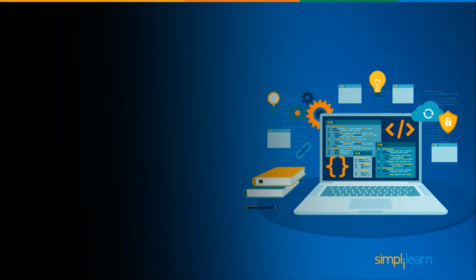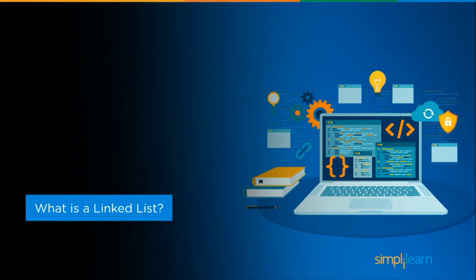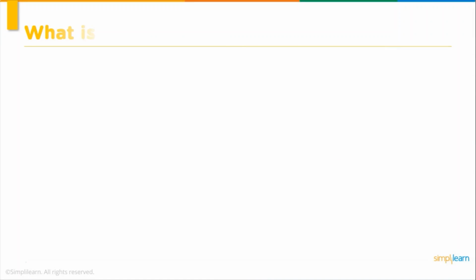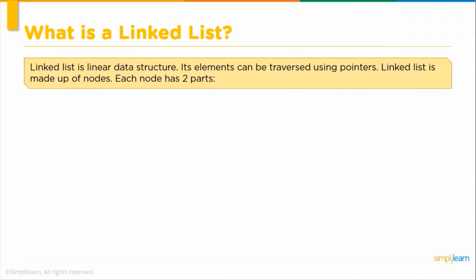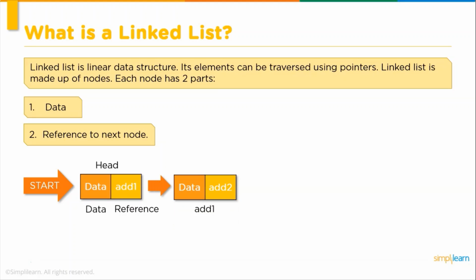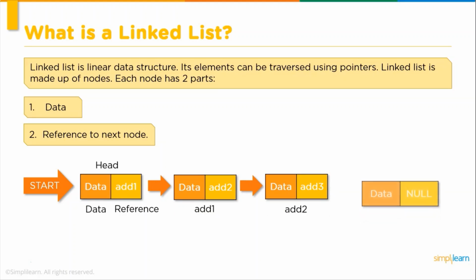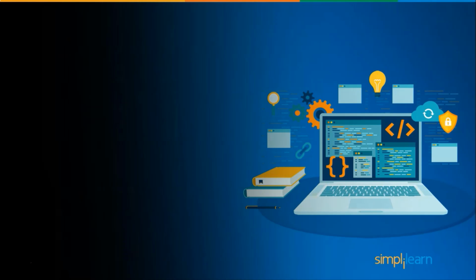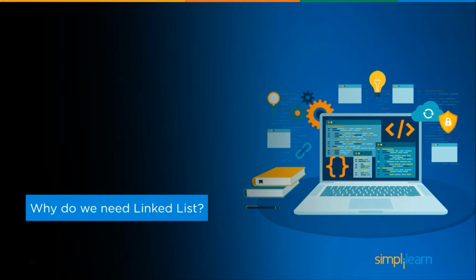So without any further ado, let's get started with what is linked list. A linked list is a linear data structure made up of nodes. These nodes consist of two parts, data and reference to another pointer. Typically, a linked list starts with a head node, which goes all the way up to the last node, which is called tail.